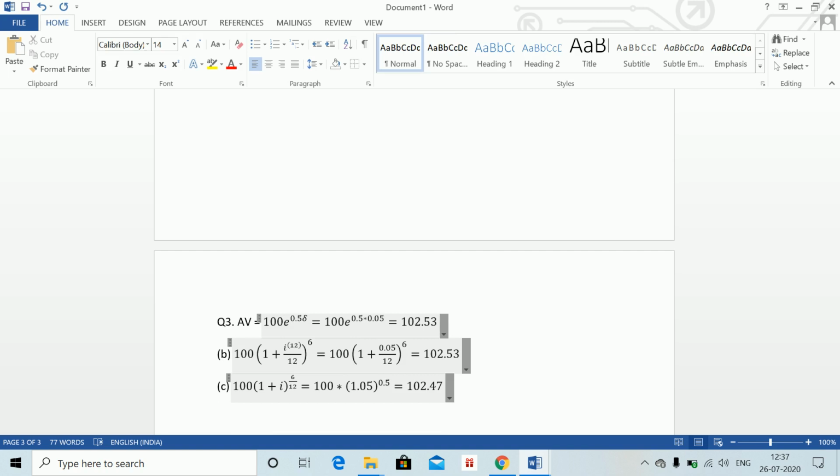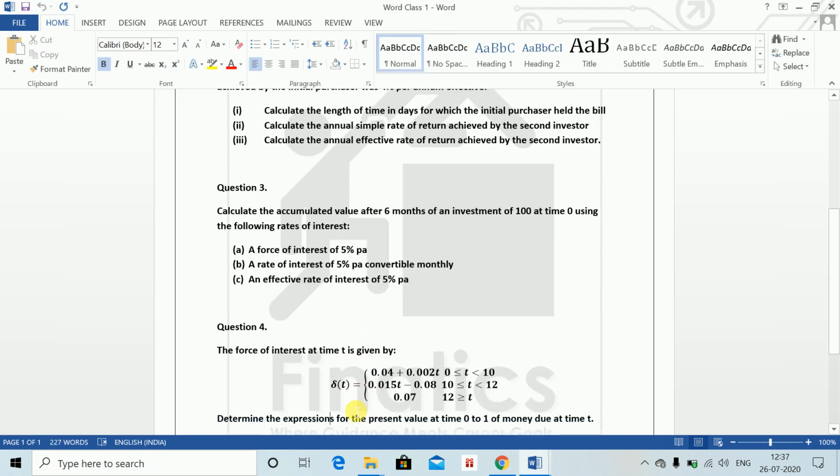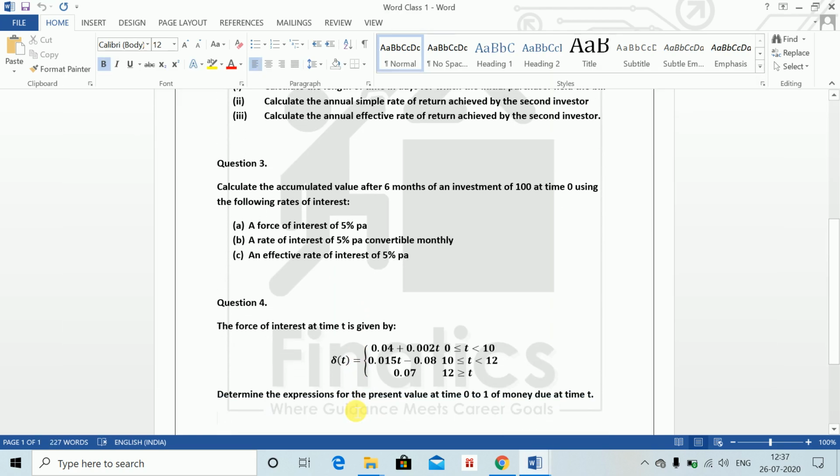There is nothing new in this, it is very simple, and you can see solving all of these does not take much time. Question 4: the force of interest at time t is given by delta t equal to 0.04.